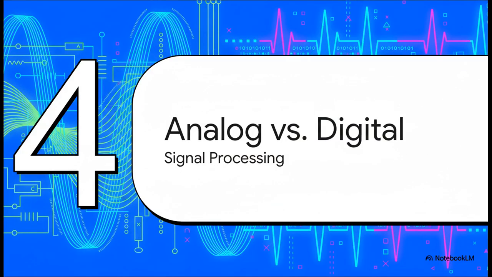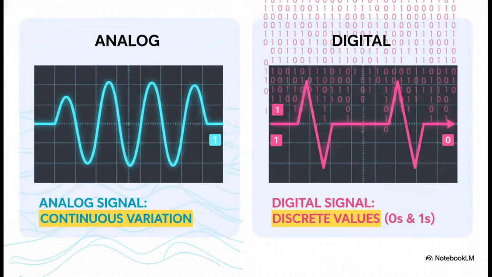Okay, so we've covered the structure of circuits. But what about the information they're designed to carry? This brings us to a huge concept in electronics, the great divide between analog and digital. So what is the difference, really?